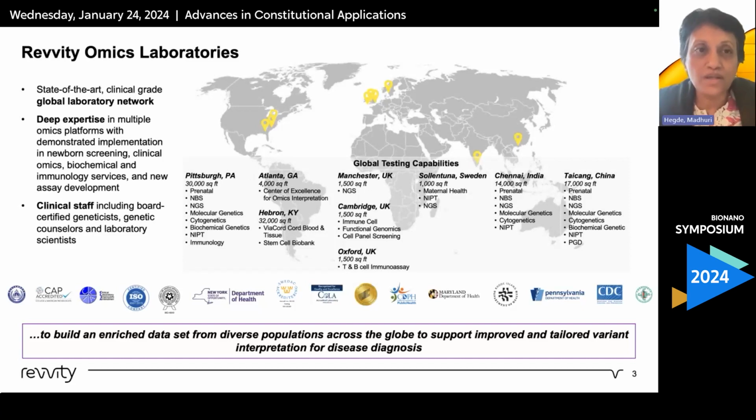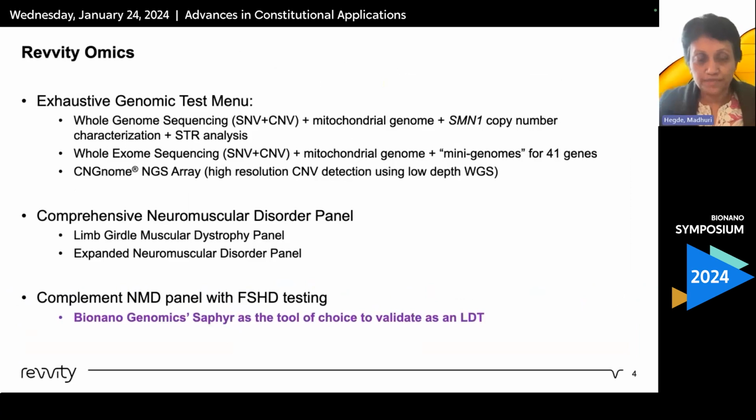The reason I show this slide is that this global footprint really allows us to test cases from all over the world and thereby develop a very deep database of the different variants and improve variant interpretation. And we really leveraged our global footprint when we started validating the assay for FSHD1.